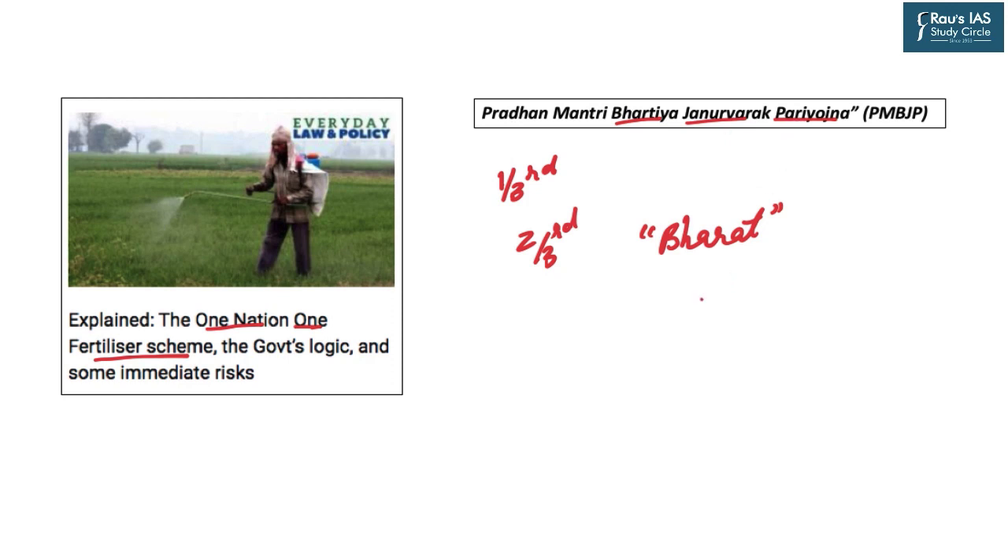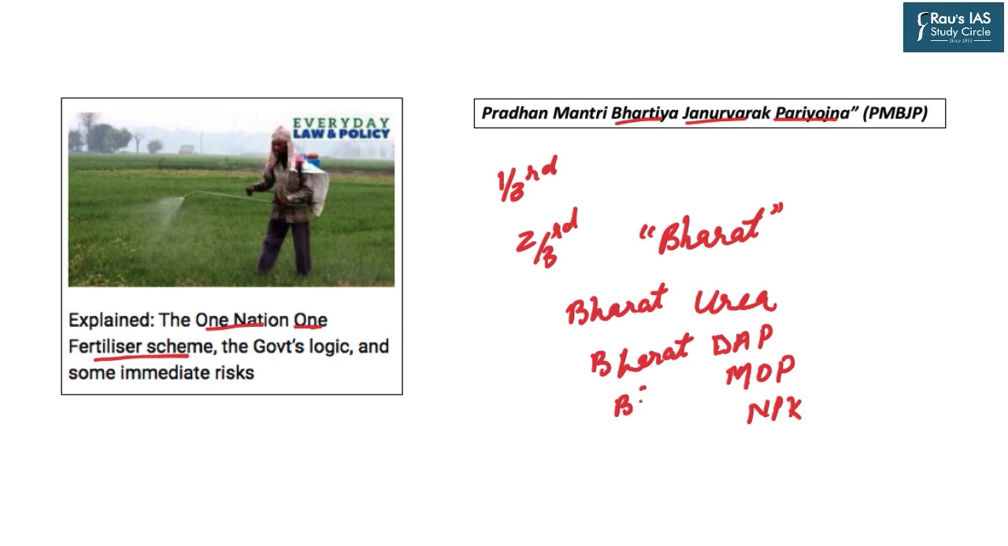So there will be a single brand name for urea, for diammonium phosphate, for muriate of potash, for NPK based fertilizers, and they all will have Bharat as prefix. So effectively it should be called as Bharat Urea, Bharat DAP, Bharat MOP, and Bharat NPK fertilizer.